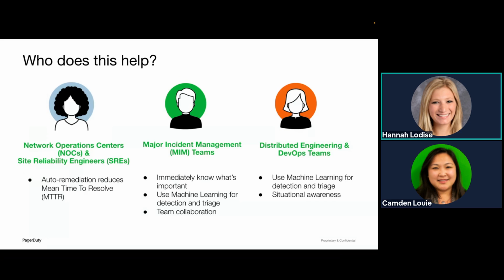Before we do that, let's quickly touch upon our personas here once again. So when we're thinking about root cause analysis or intelligent triage features, it's going to help our NOCs and our SREs have that auto remediation and automated diagnostic information available to further reduce the mean time to resolve their incidents. Our major incident management teams will know immediately what's most important based upon automated detection and triage. All of this information populated by machine learning tells responders where that probable incident origin is, how it's affecting the larger system, if an incident like this has occurred in the past, and if it's related to a particular change.